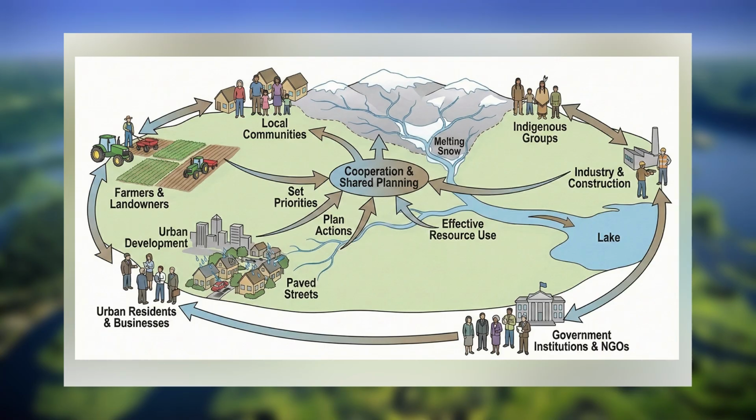Another key reason for watershed management is that it brings together all stakeholders living and working within the watershed. Since everyone depends on the same water and land resources, cooperation among communities, institutions, and users is essential. This shared approach makes it easier to plan actions, set priorities, and use limited resources more effectively.